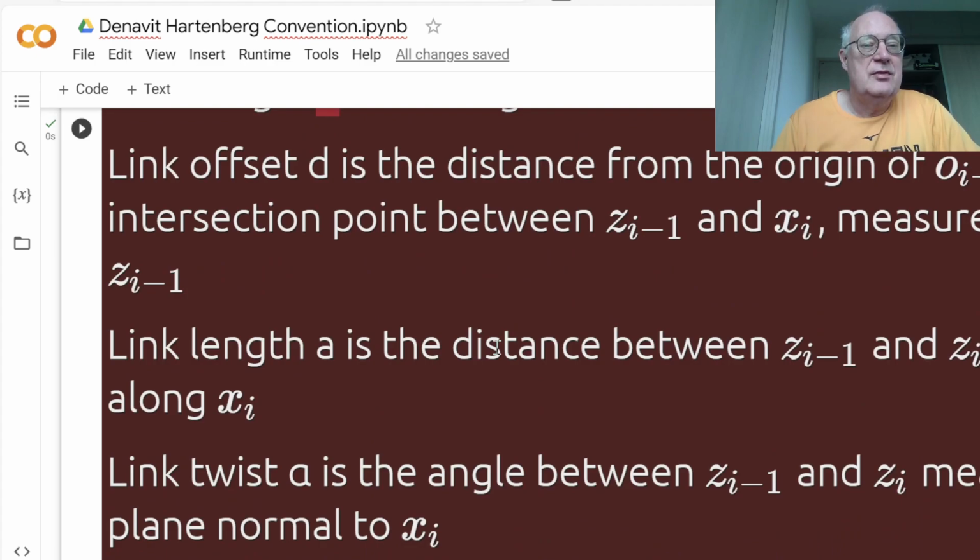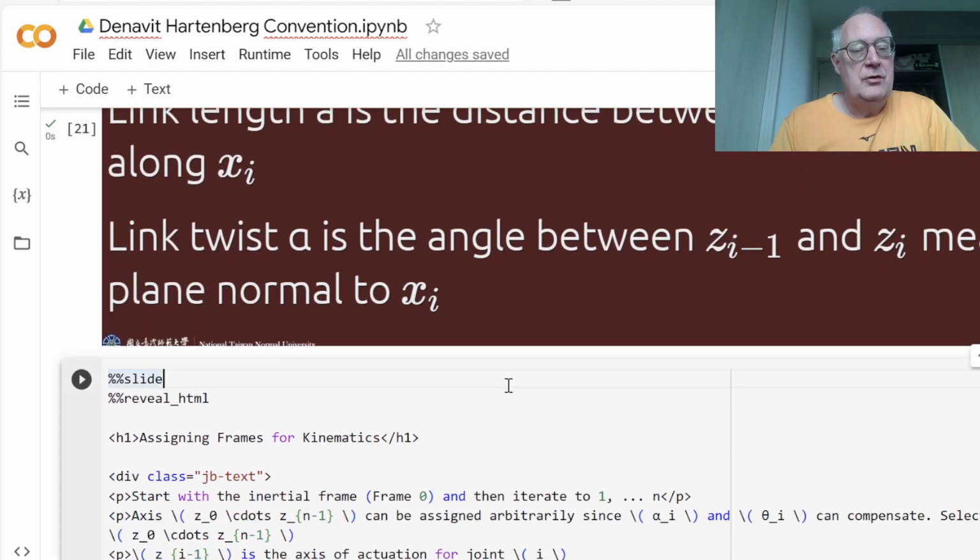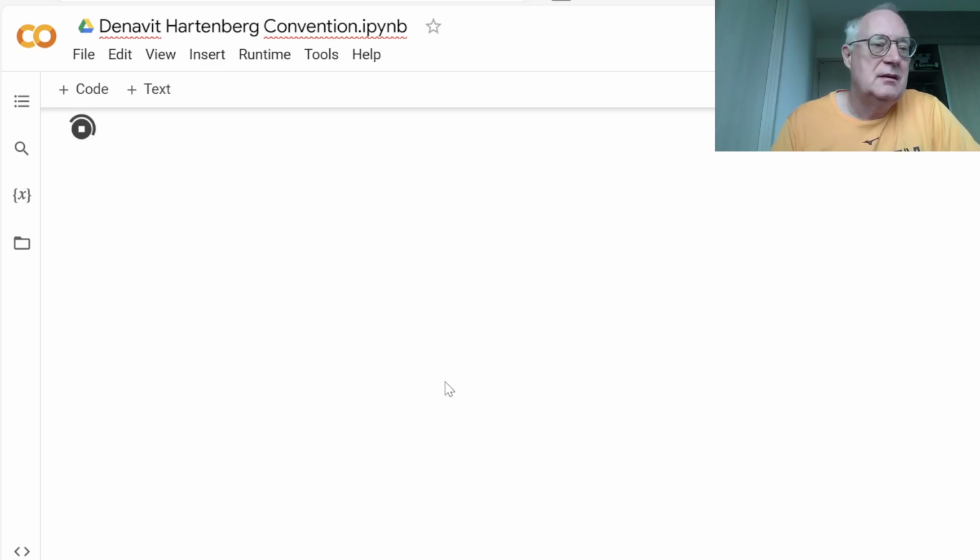The link length is the distance from the point of intersection to the new origin, or the distance between the two z coordinates measured along the x_i-axis. So this is our link length a, and then the link twist is the angle between z_{i-1} and z_i measured in the plane around x, where we rotate around x. So how can we use that?